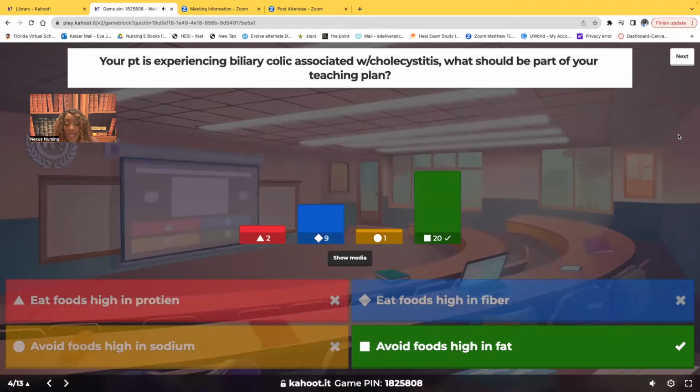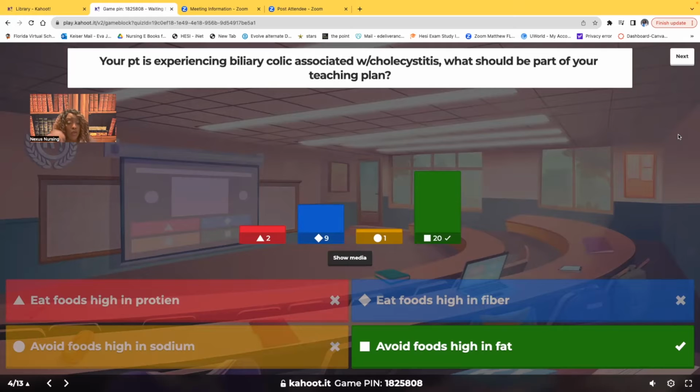Very good. Avoid foods high in fat. Why? All right, patient's got biliary colic. This is very painful, by the way. They've got biliary colic and it's associated with cholecystitis. So that gallbladder is inflamed. What are we going to want to do? We're going to want to rest the gallbladder, right? So you're going to teach them to avoid foods that are high in fat, because the more fat that you eat, the more bile that's going to be released from the gallbladder. We don't want that gallbladder working. We want the gallbladder to rest. So we're going to tell them to stay away from foods high in fat.